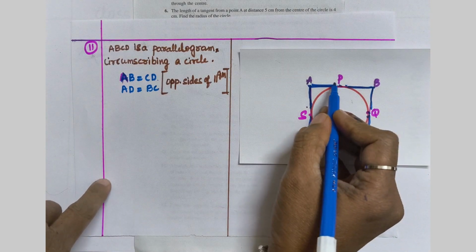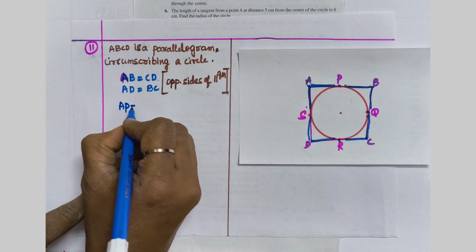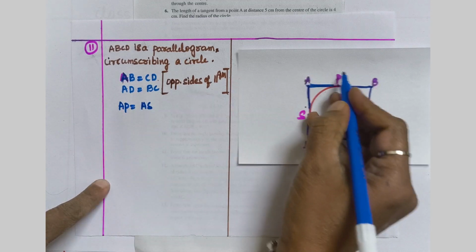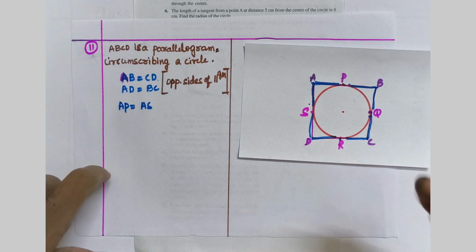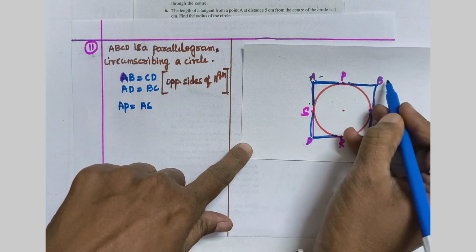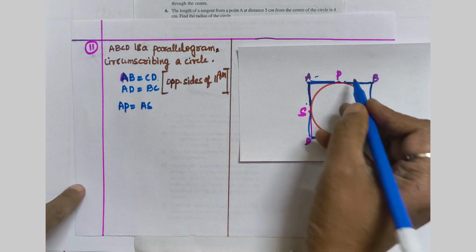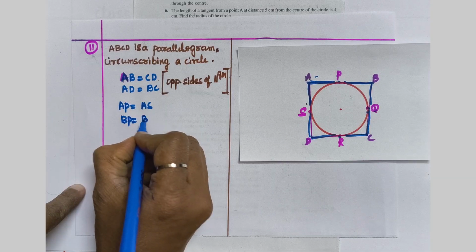Now I am writing AP equal to AS. Next, what will we take? First, we will complete this side. This side, BP equal to BQ. Next point, BP equal to BQ.